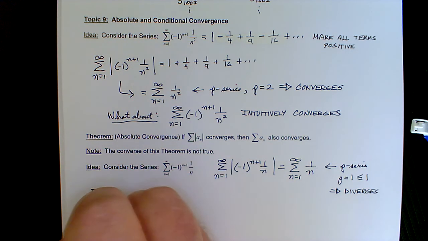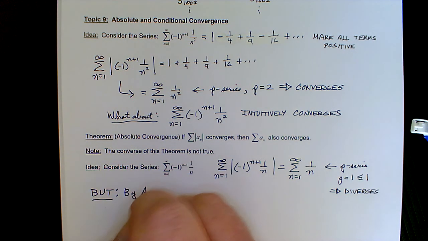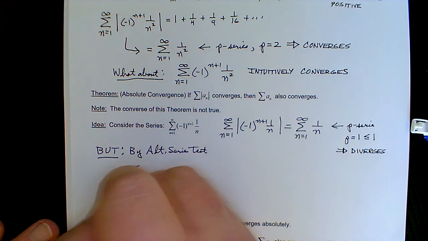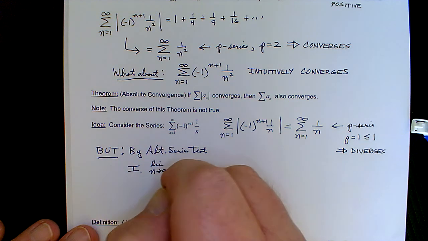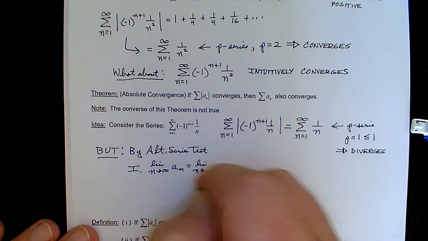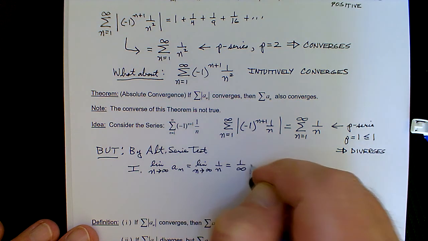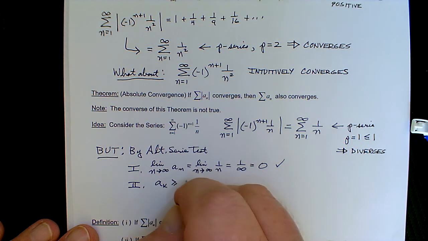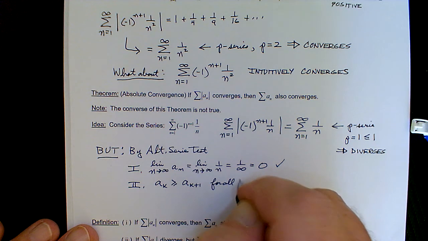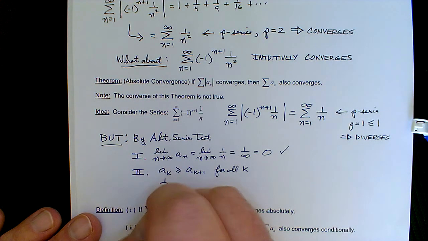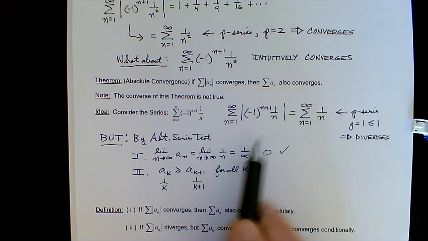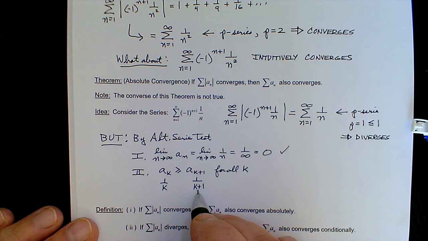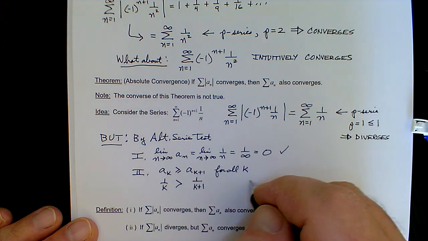But by the alternating series test, the first thing to consider was the limit as n goes to infinity of a sub n. There would be the limit as n goes to infinity of 1 over n, which is 1 over infinity, or 0, so it passes the first condition. And then we want to show that a sub k is greater than or equal to a sub k plus 1 for all k. And a sub k is 1 over k, a sub k plus 1 is 1 over k plus 1, because we're just replacing the n by k and the n by k plus 1. This denominator on the left is always less than the one on the right, so the reciprocal will be greater than. So it passes the second condition.